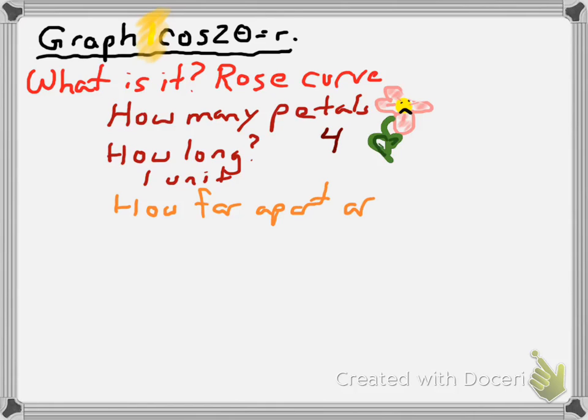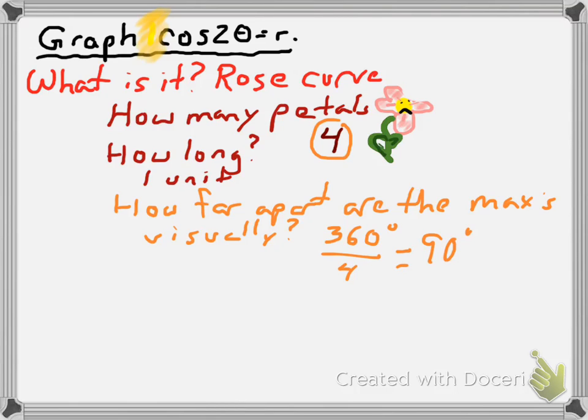Now we need to figure out how far apart those 4 petals are. Well, those 4 petals, their maximums are really referred to as how far apart they will be visually. Now this isn't going to mean that in order to find those maximums we're necessarily plugging in each of these angular values, but visually that's where they're going to be seen. Well, they're evenly spaced, so that means we're going to take 360 degrees divided by the number of petals, which is 4. So visually, they're going to be 90 degrees, or pi over 2 if you feel like being in radian mode, apart.